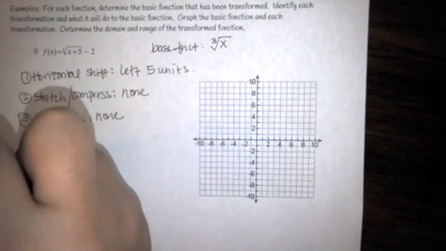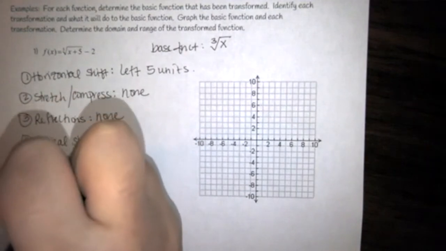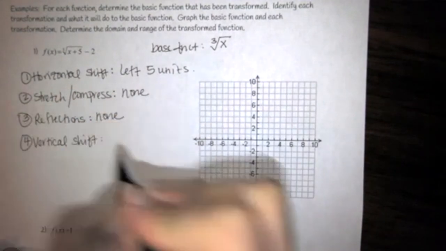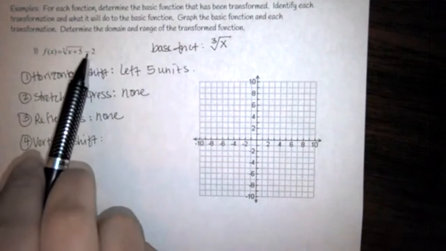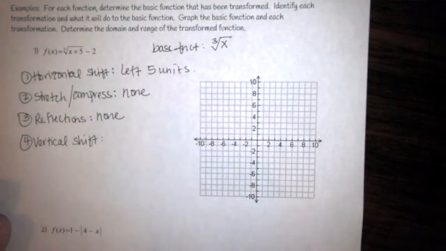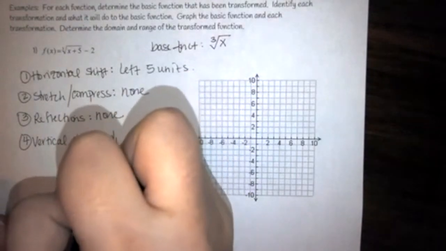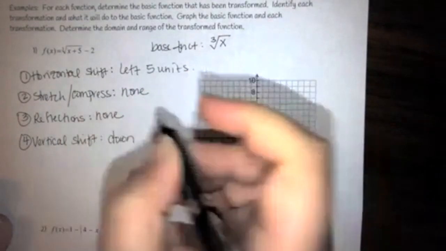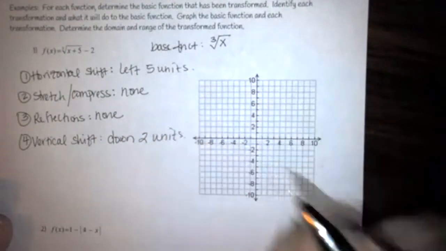The last thing I need to look at is my vertical shift. Well, remember, vertical is we're looking for addition or subtraction on the absolute outside of my function. So here, I have a -2 going on. Therefore, my direction is that I am shifting down, and I am shifting down by 2 units.